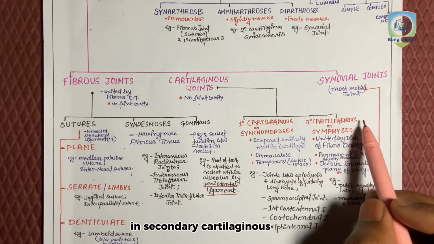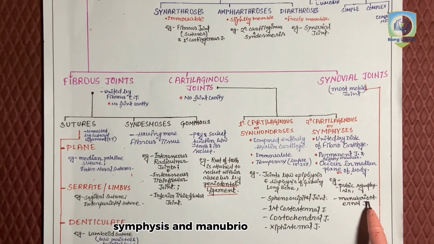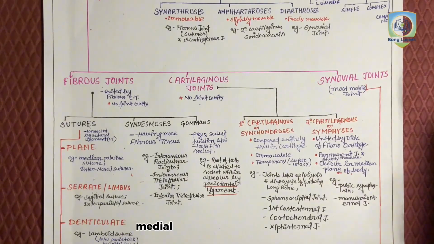In secondary cartilaginous joints, the examples are the pubic symphysis and the manubriosternal joint. And also interestingly, these are joints that are present in the medial plane of our body.